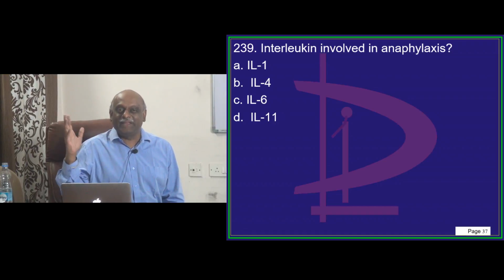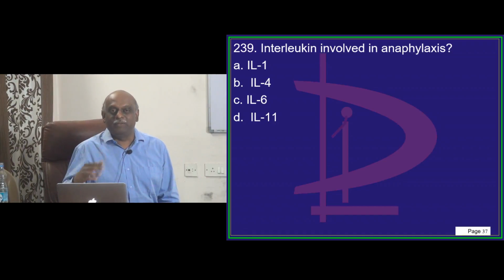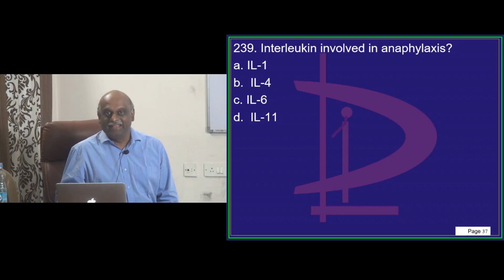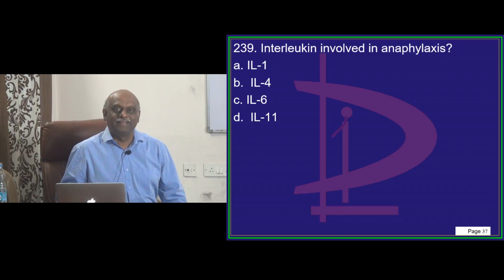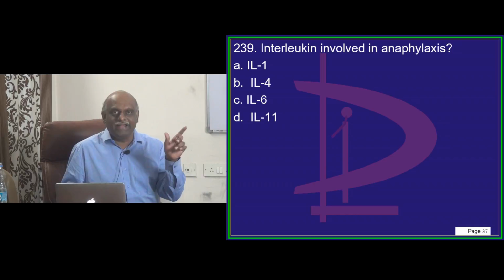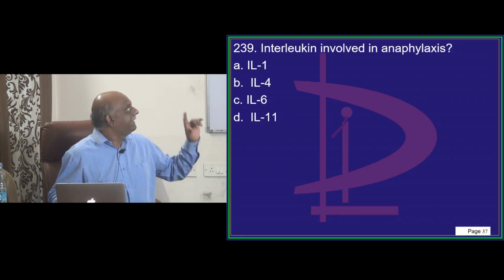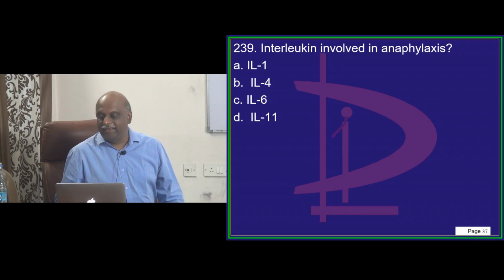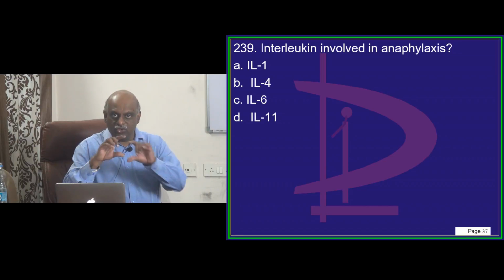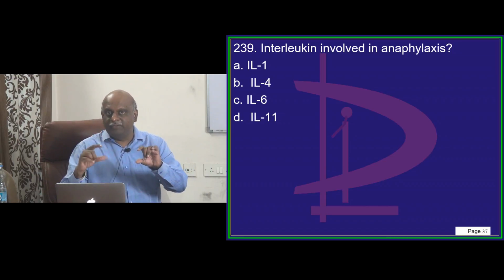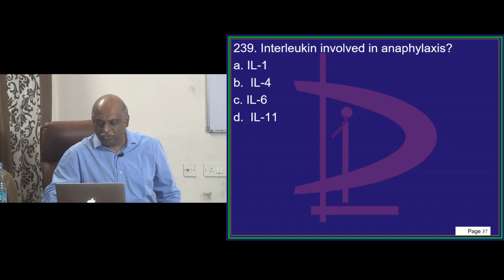Interleukins. I gave you a hot mnemonic for interleukins. Interleukin, which is involved in anaphylaxis, which interleukin is related to IgE? Question number 239 is my question to all of you. If you missed this question, if you answered this question wrong, doctor, in the YouTube mnemonics playlist, one of the mnemonic videos was interleukin. You will have to revise it.